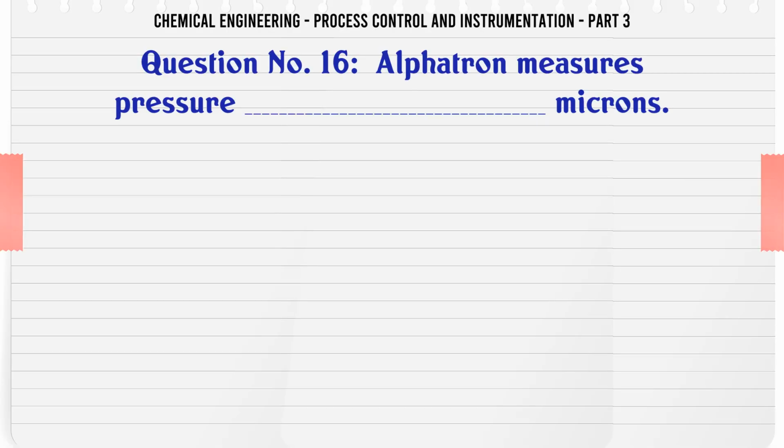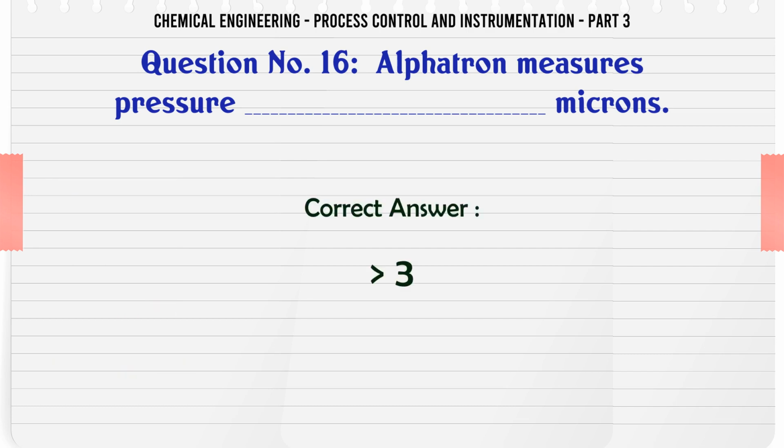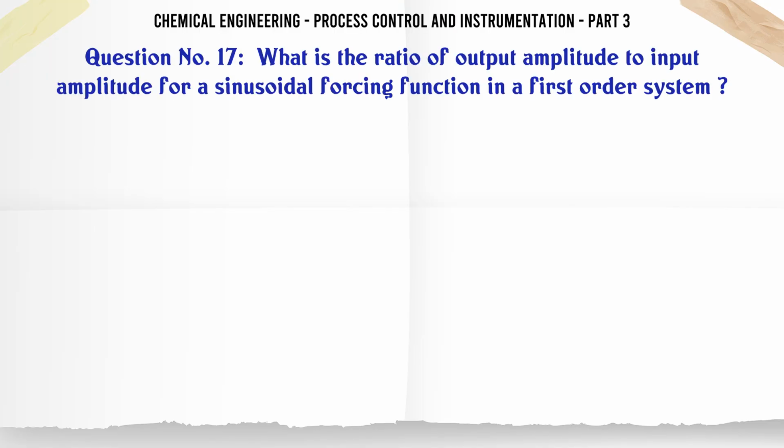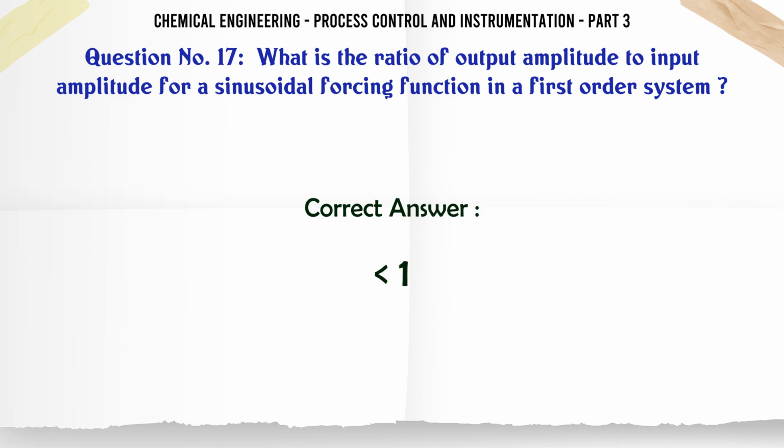Alphatron measures pressure in microns. A. 1, B. 3, C. 3, D. 0.1. The correct answer is 3. What is the ratio of output amplitude to input amplitude for a sinusoidal forcing function in a first-order system? A. 1, B. 1, C. 1, D. None of these. The correct answer is 1.